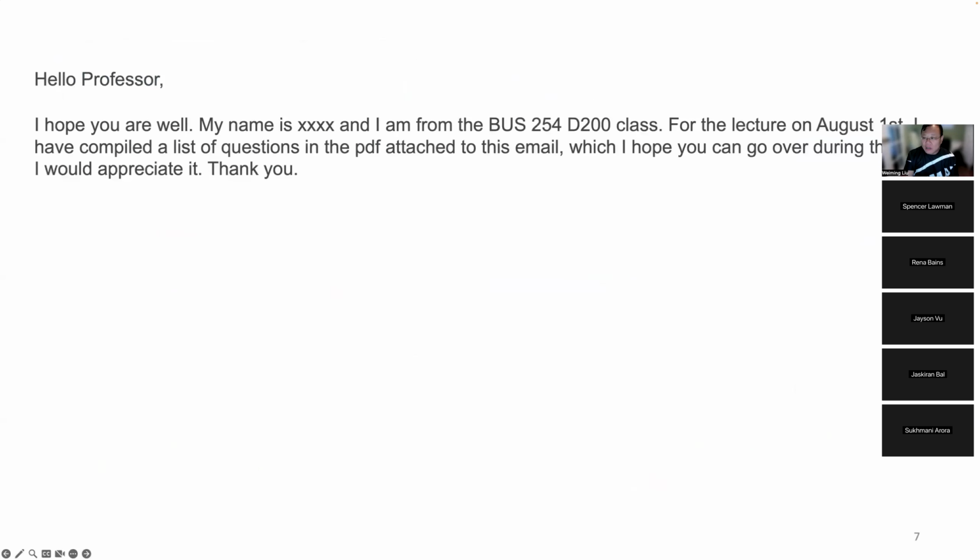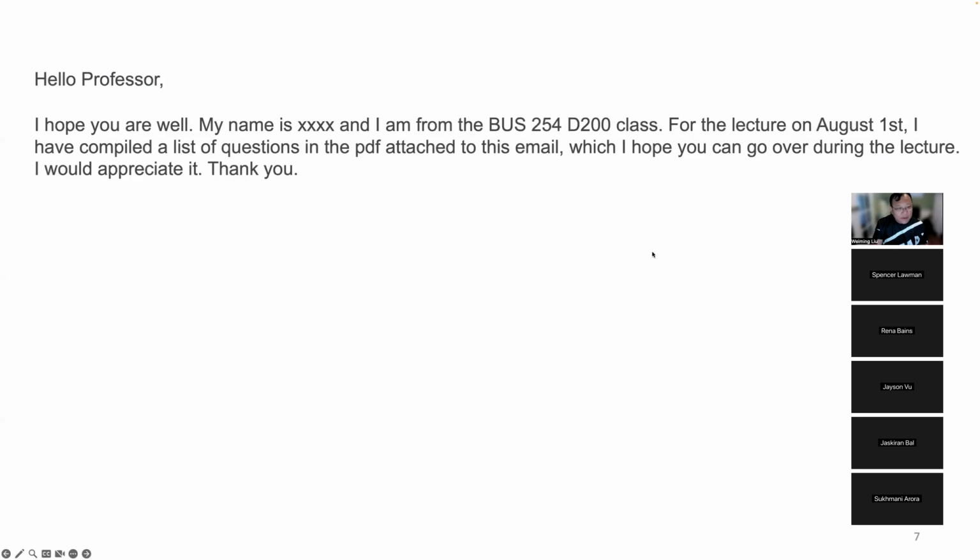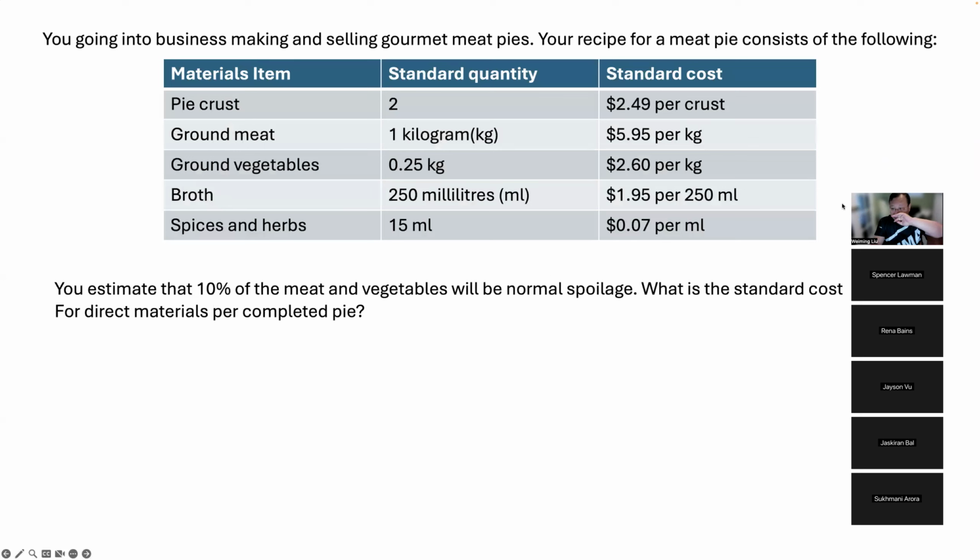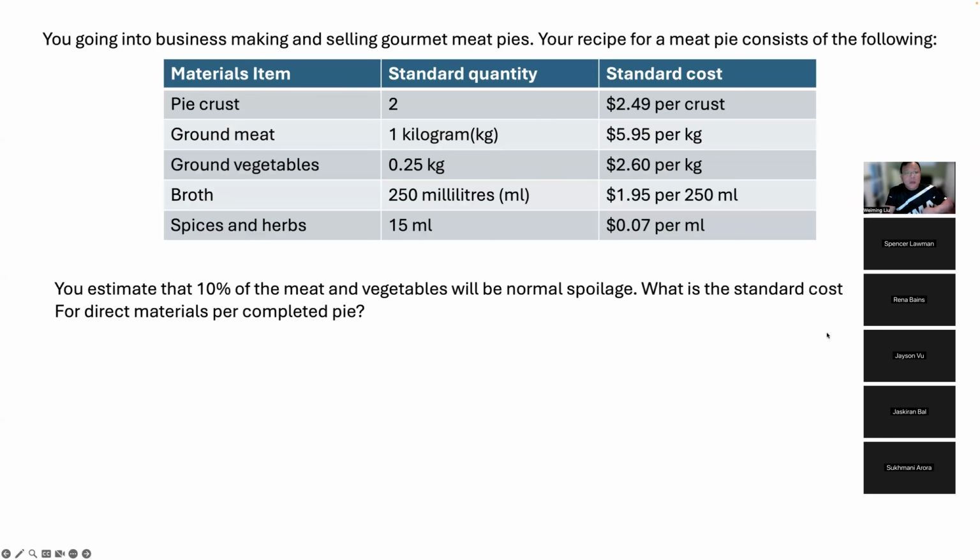Okay, I will move on. This is a question from a student. This student sent me a PDF with a list of 4 questions. So let's see the first question. The first question is about standard cost.